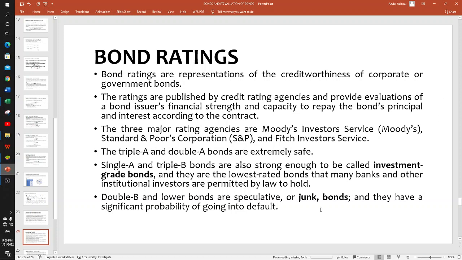The major rating agencies, I think there are three. We have Moody's Investor Service, we have Standard and Poor's, S&P, and we have Fitch Investor Service. The AAA and AA bonds are extremely safe. So if it's rated AAA, then they are safe, or AA they are safe. Single A and triple B bonds are also strong enough to be called investment grade bonds, and they are the lowest rated bonds that many banks and other institutions are permitted by law to hold. Double B and lower bonds are speculative or junk bonds, and they have a significant probability of default.